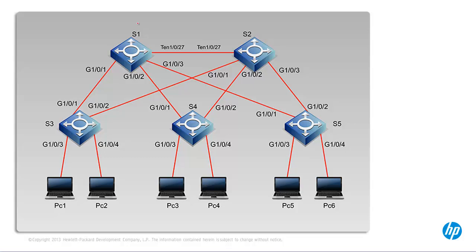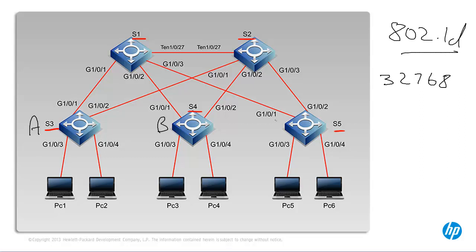In this topology, we have two core switches, switch 1 and switch 2, and three access switches, switch 3, switch 4, and switch 5. Let's assume that the customer is running 802.1d, in other words, common spanning tree, and let's assume that no priorities have been set on any of the switches. In other words, the default priority of 32768 is being used by all devices. For simplicity, let's assume that the MAC addresses are as follows: A, B, C, D, and E.